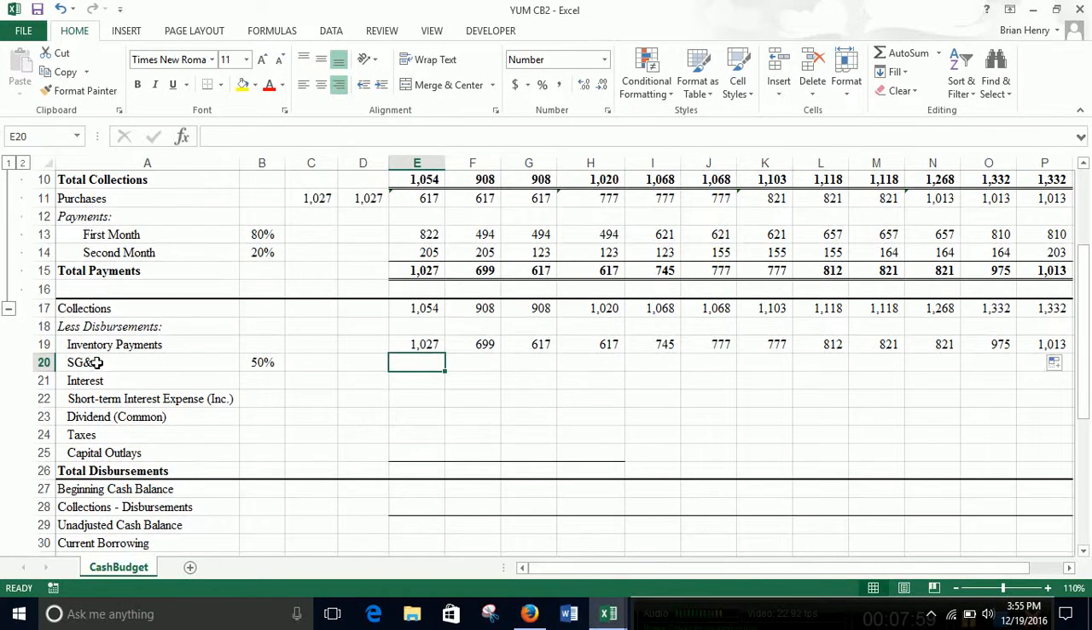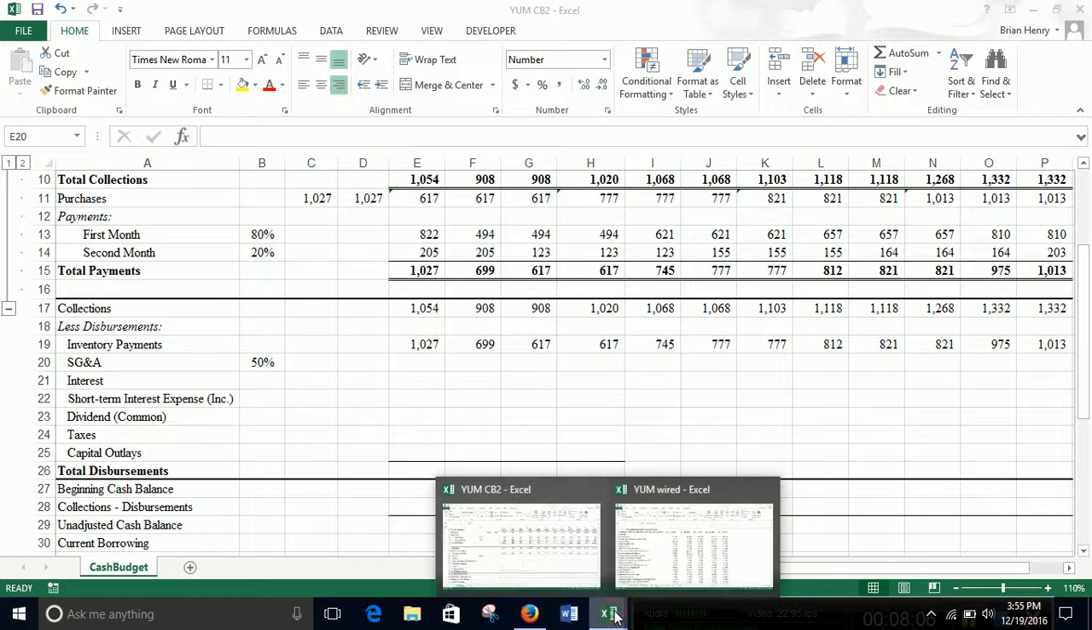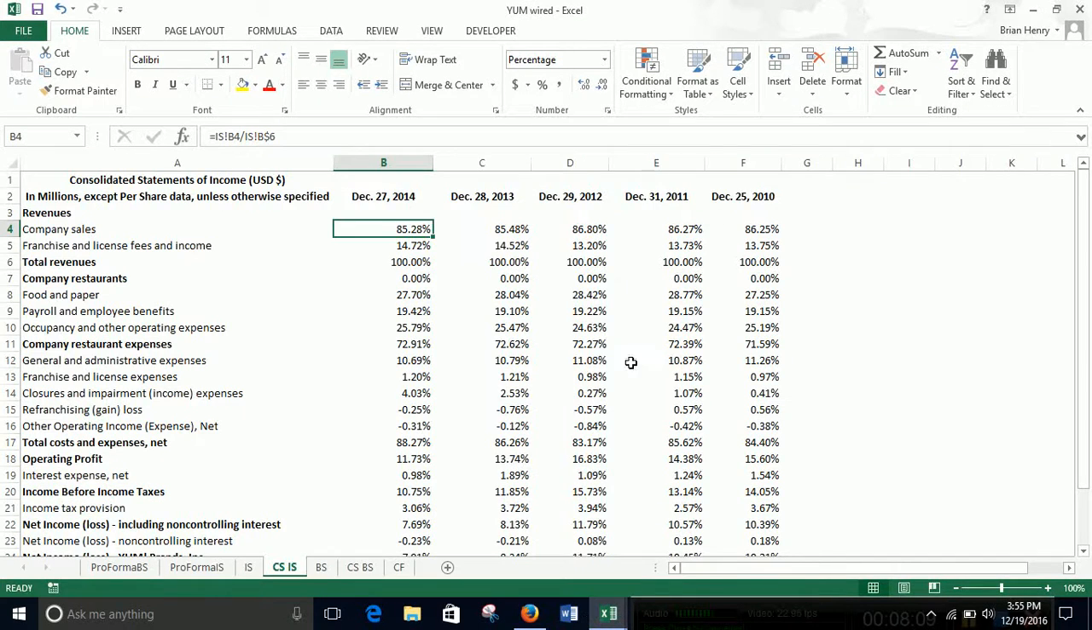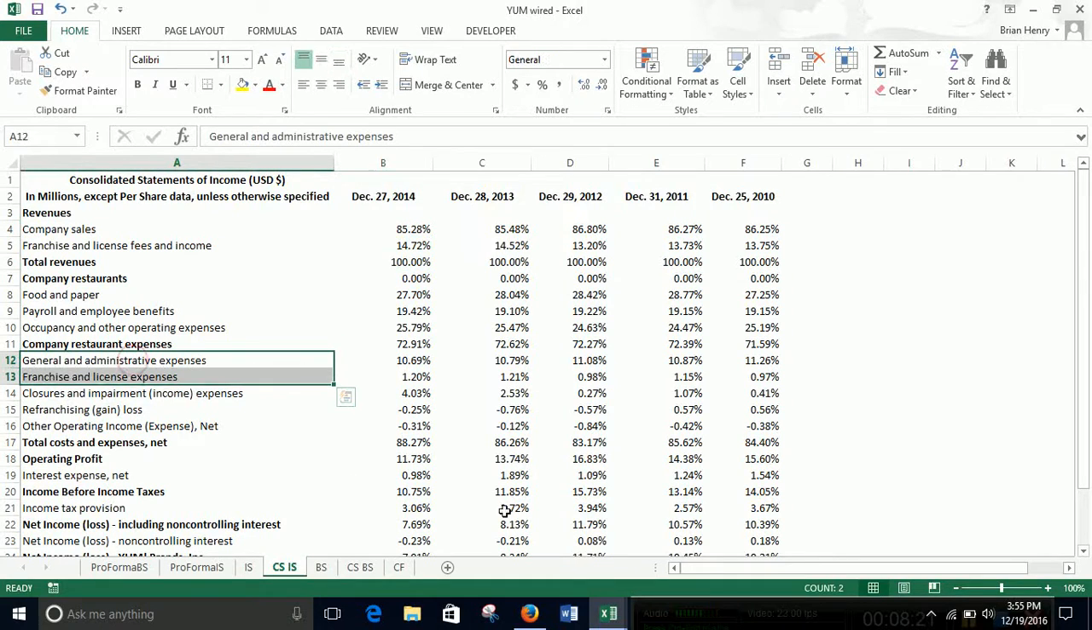So SG&A is going to be a percentage of our revenues, generally year to year pretty consistent, hopefully. If it's not, you might have to make adjustments, but most times you go to the thing we did. Here's the common size income statement. You can go in there and find what the percentage of SG&A is. So SG&A is selling, general, and administrative. And here's our general administrative, and there's also this franchise and licensing expense that's pretty consistent.